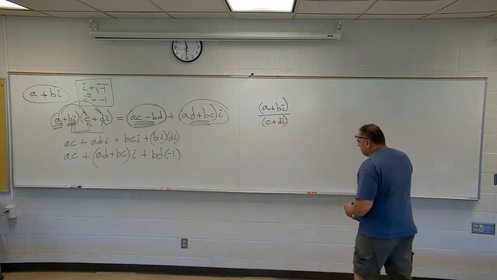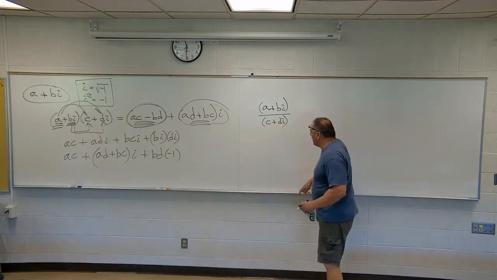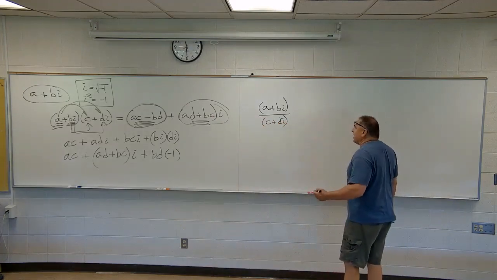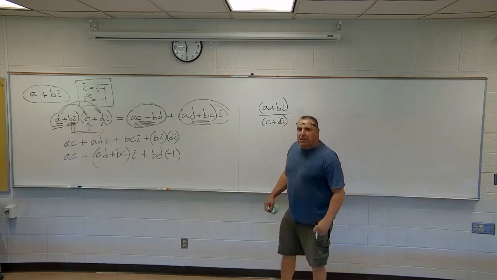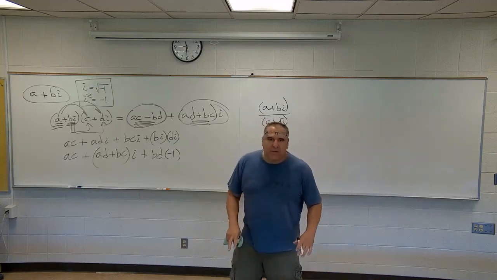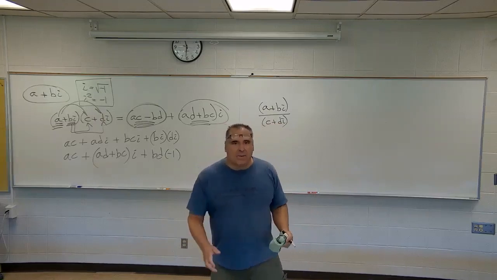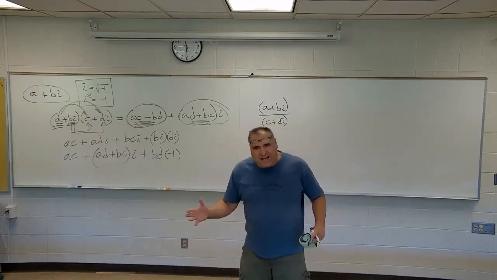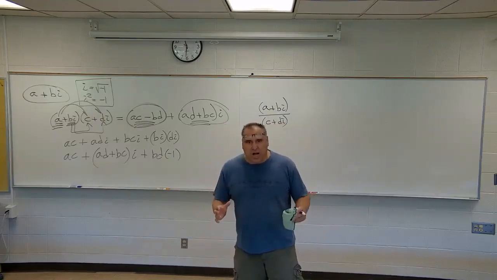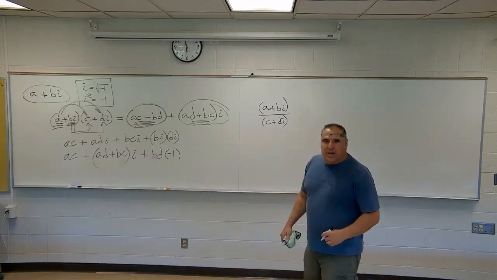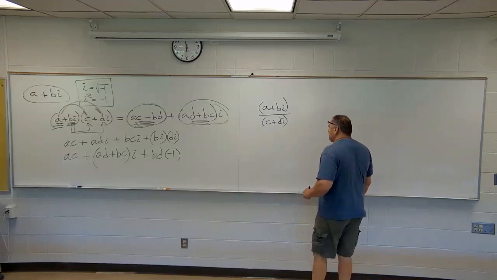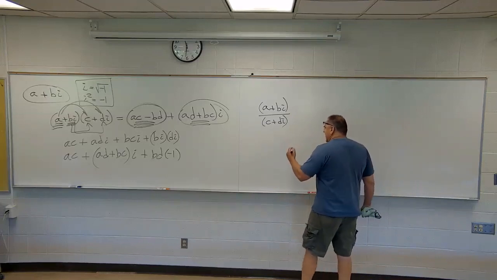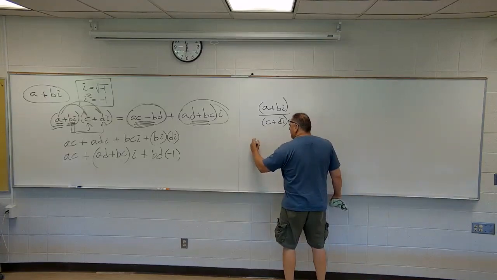So let's see. Well, how are you going to do it? They don't want complex numbers in the denominator. They don't like radicals in the denominator, like the square root of 3 or something like that. You got to kind of figure out a way to get rid of it. We'll talk about that as we have time to talk about it. So you got this guy right here. So let's see what we got.